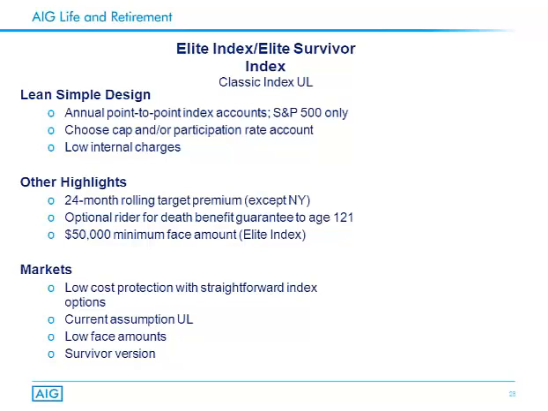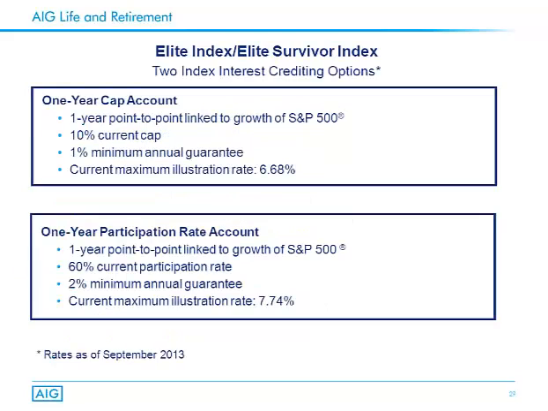And oftentimes, if you're looking for accumulation, you want to get the lowest death benefit possible so that more of the premium dollars that you're putting in are going towards the cash value rather than towards supporting the death benefit. So this is a great product if the idea is accumulation. But again, the two options you have, both are 1-year point-to-point.